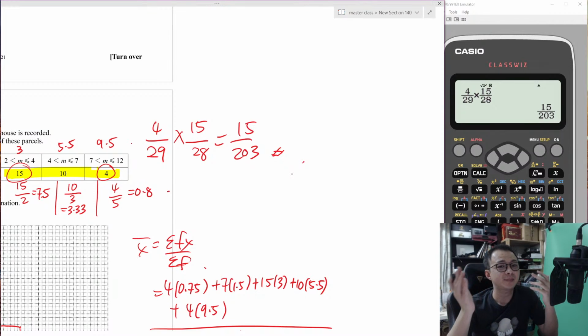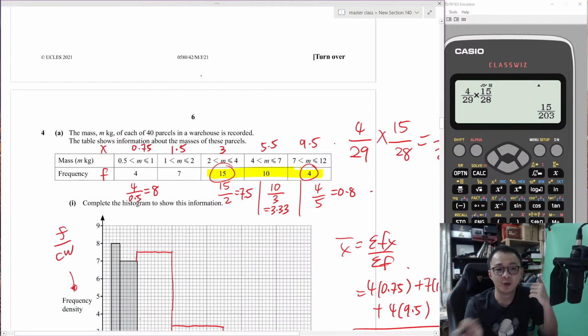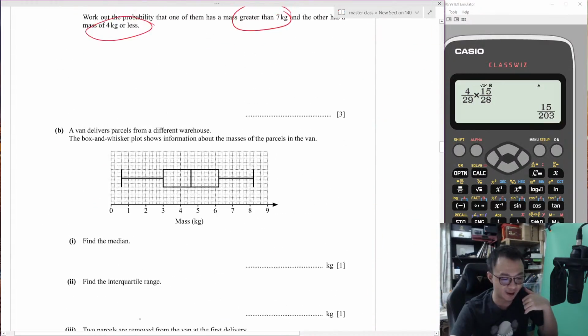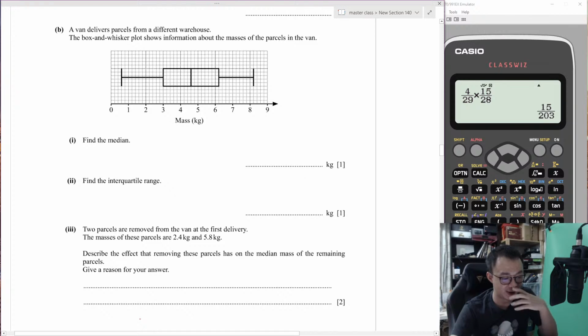So, yep, any questions here? I hope you guys are doing fine now. Alright, then we go to box and whisker plot.